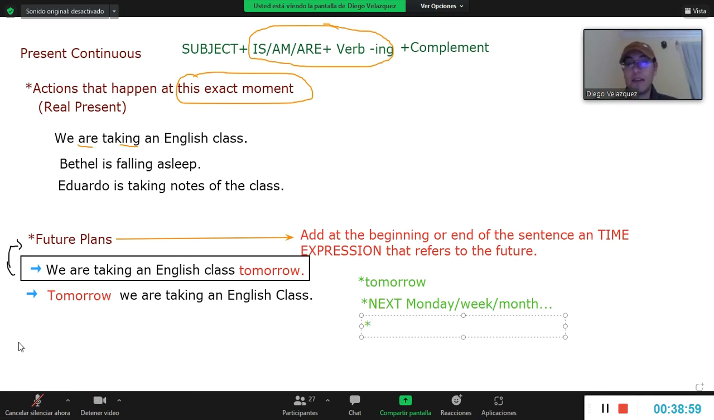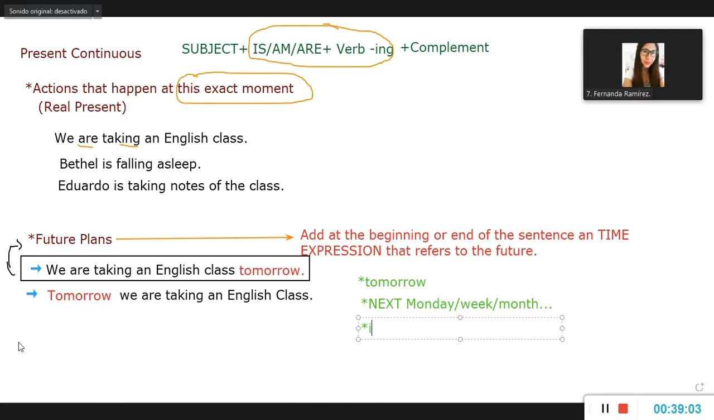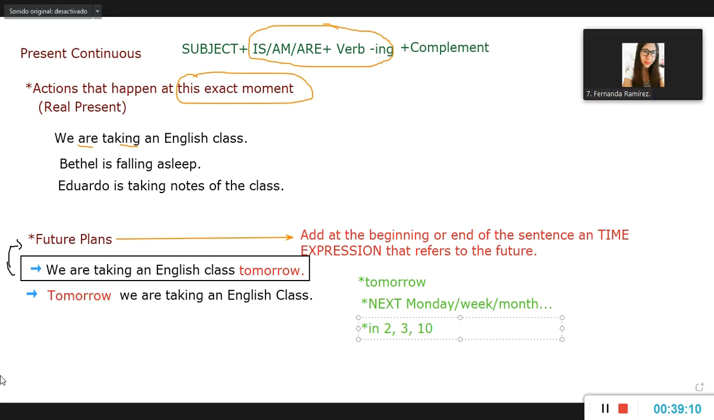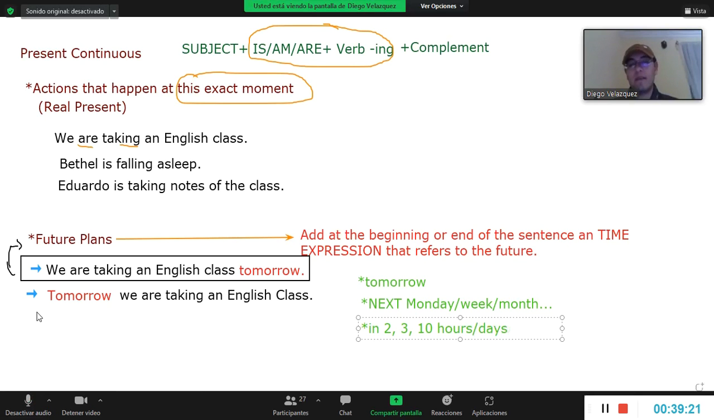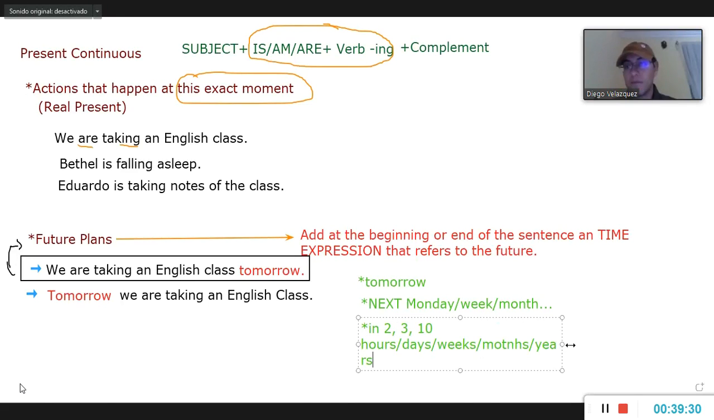You can also be specific with the preposition in: in 2, in 3, in 4, in 10, depending on the number. And you can take it from minutes, hours, in 10 hours, in 10 days, in 10 weeks, in 10 months, years, etc., okay?